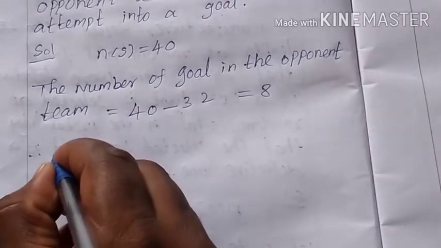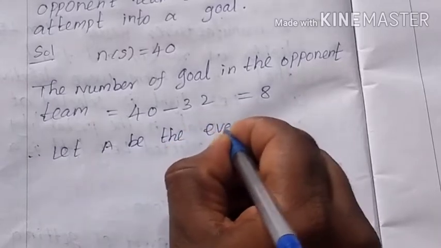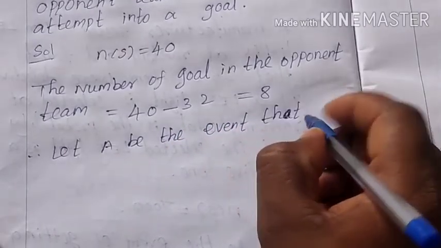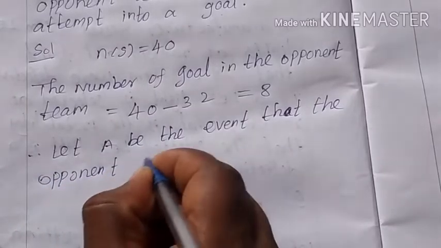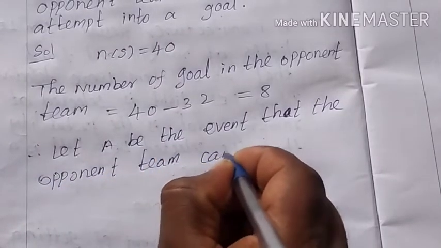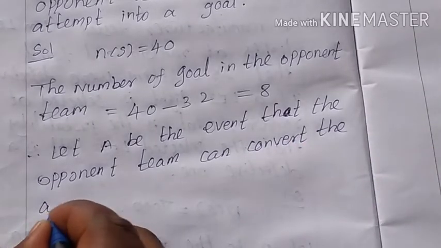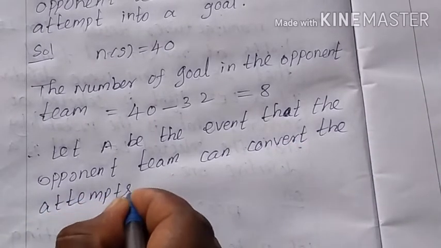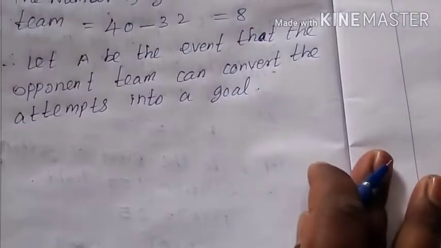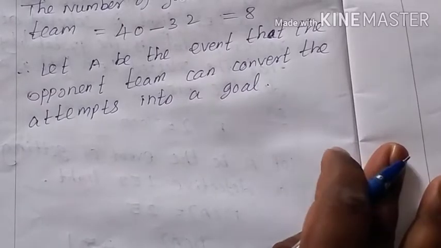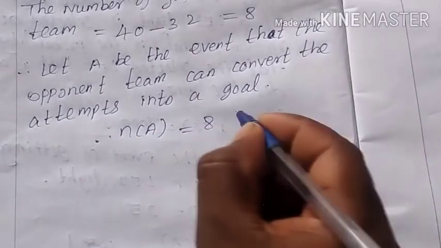Therefore, let A be the event that the opponent team can convert the attempts into a goal. Okay, therefore n of A equals 8.